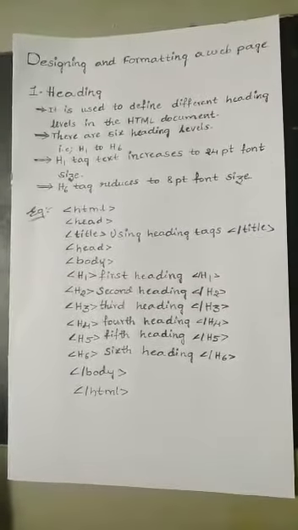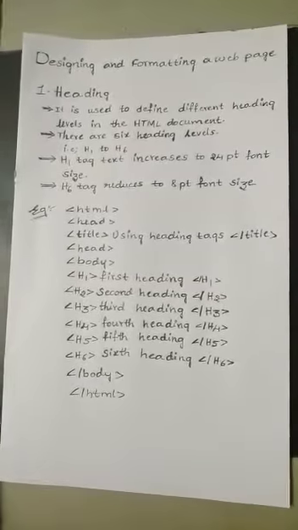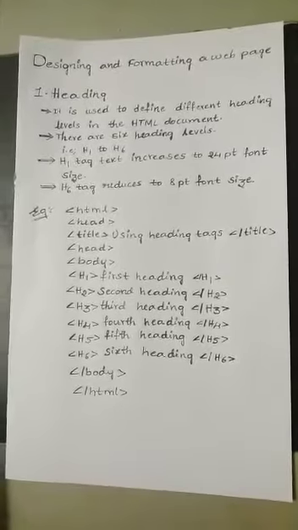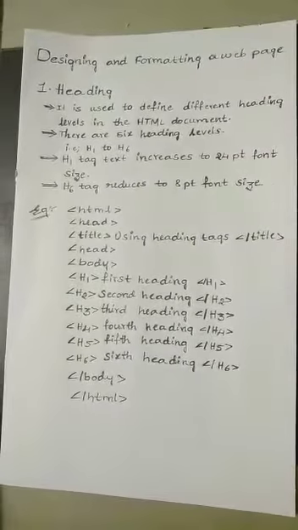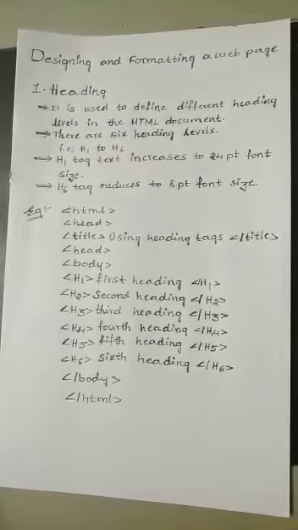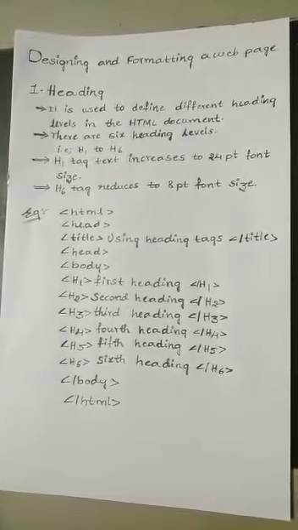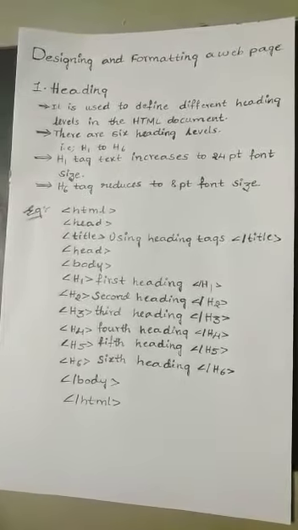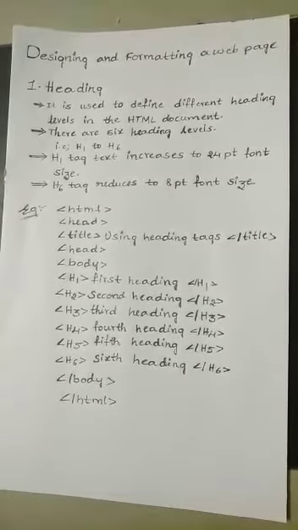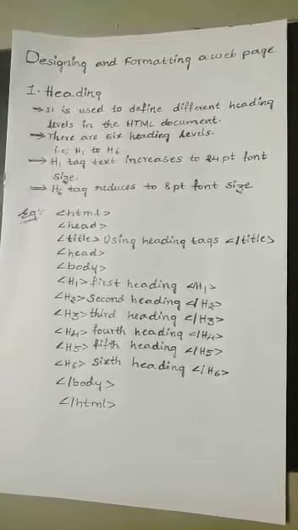First one, heading. Heading tag is used to define different heading levels in the HTML document. There are 6 heading levels, that is H1 to H6. H1 heading style displays the head text in the largest size and is used for main heading. The text increases to 24 points font size.